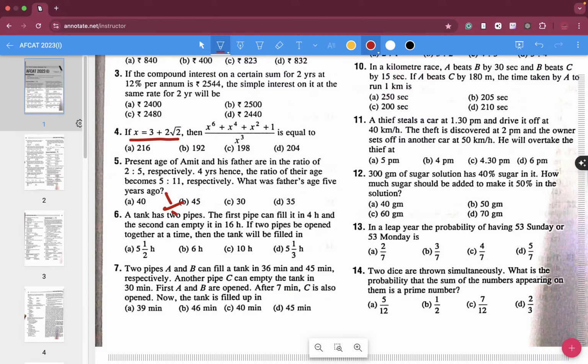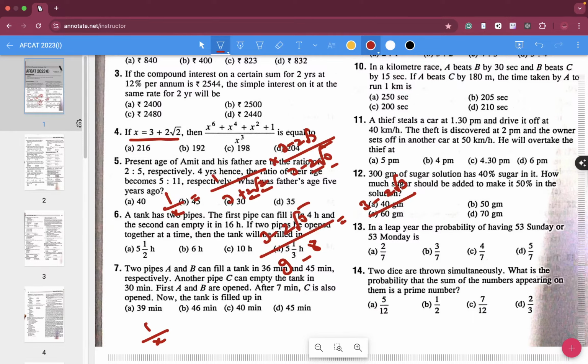So 1 by x value over here is 1 by 3 plus 2 root 2 into 3 minus 2 root 2 divided by 3 minus 2 root 2, right? That's the mistake that I've been making. Likewise, this is 9 and a plus b, 3 minus 2 root 2. Okay, this 9 minus 2 into 2 is 4, 4 into 2 is 8, right? That is the mistake, right? So 3 minus 2 root 2 itself is the answer.